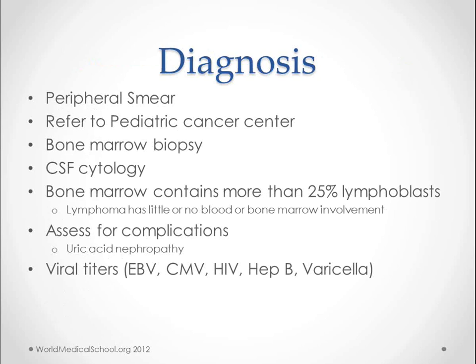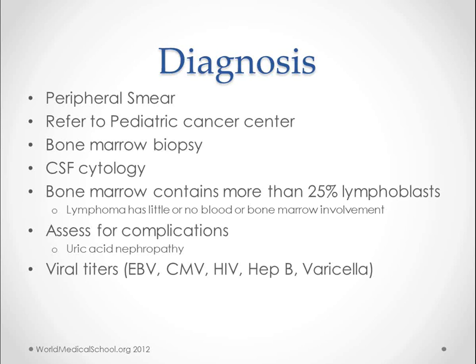So diagnosis is going to happen, of course, first in the primary care clinic, where you start picking up these symptoms, and you might run some blood tests, like a complete blood count with differential and with a peripheral smear, maybe if this is on your list of things you're looking for. But once you suspect some kind of cancer, of course, refer them to the pediatric cancer centers, where they'll get bone marrow biopsies.